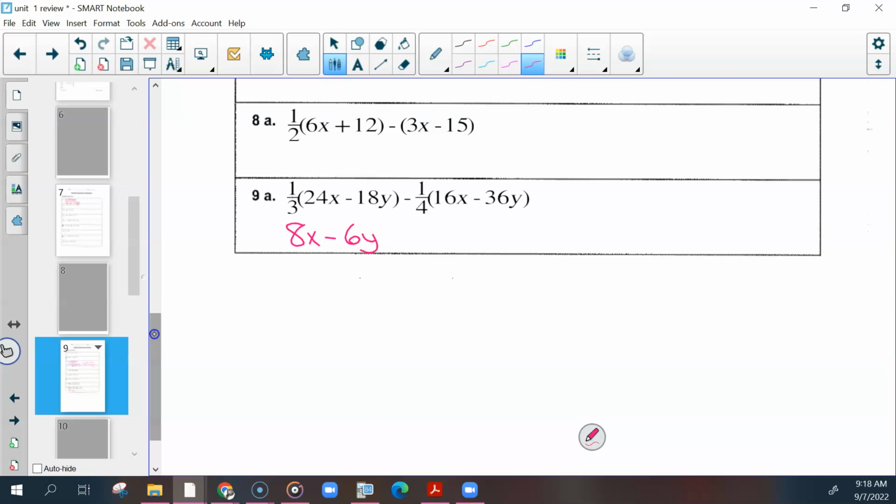16 divided by a negative 4, because this is negative 1/4, would be negative 4x. Negative 36y divided by negative 4 will be a positive 9y. Before we continue, anyone confused or have questions on how we got there?